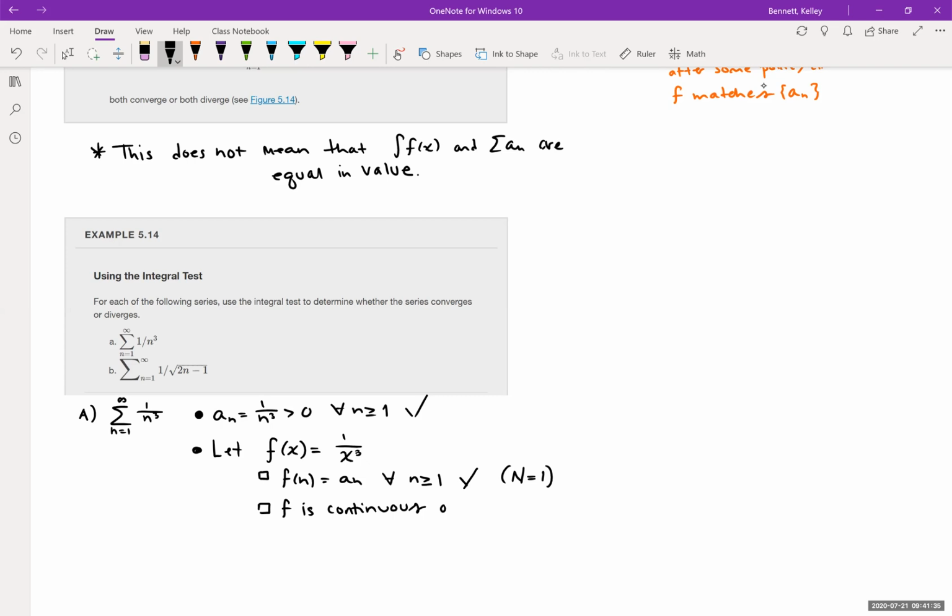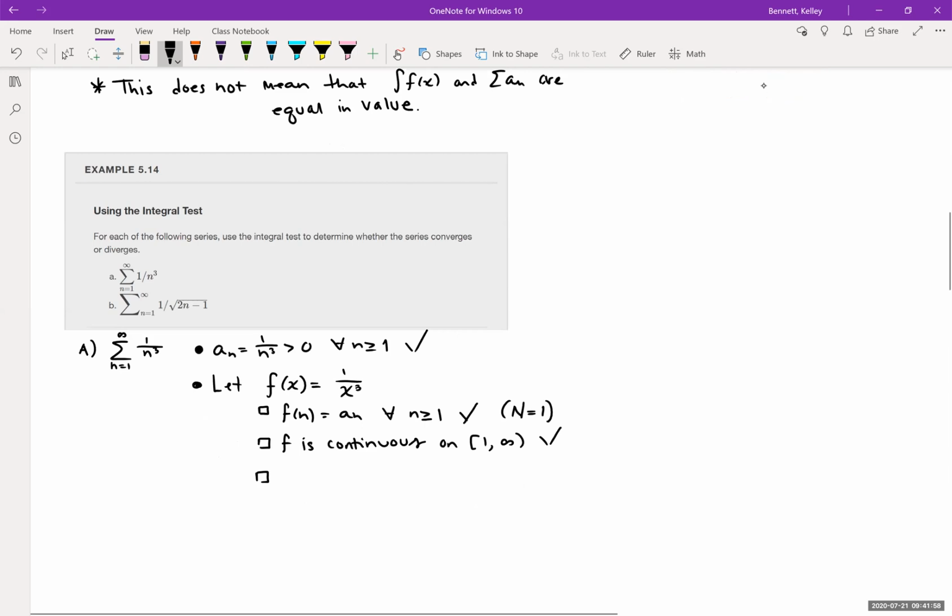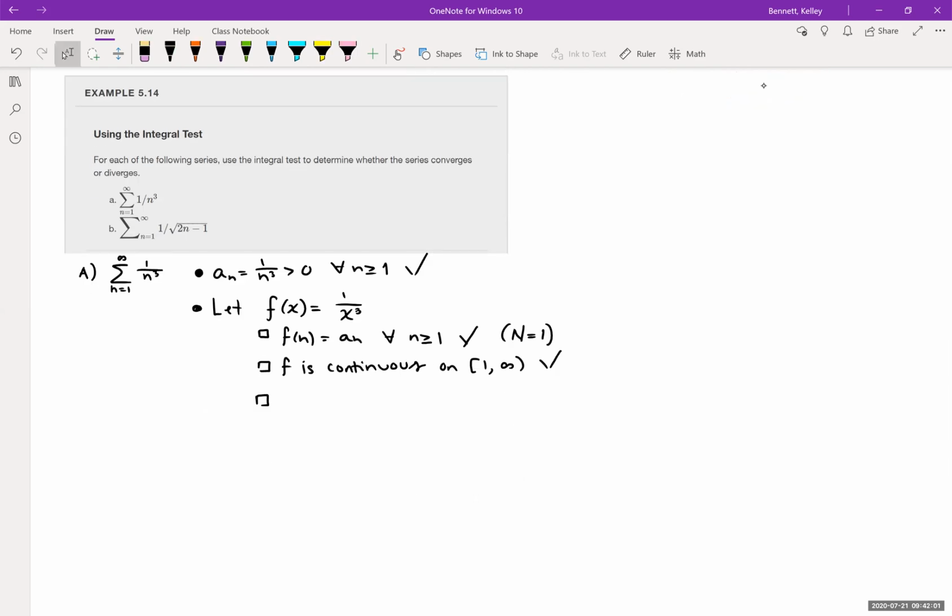F is continuous on the interval 1 to infinity. And then we also need to show that f is decreasing. So there's a couple of ways that we can show something is decreasing. The first one is my go-to. It's usually a bit easier in this section, but I have a fallback plan if it doesn't work.